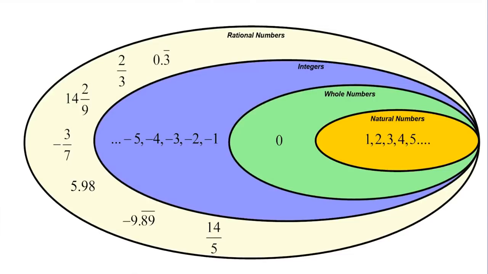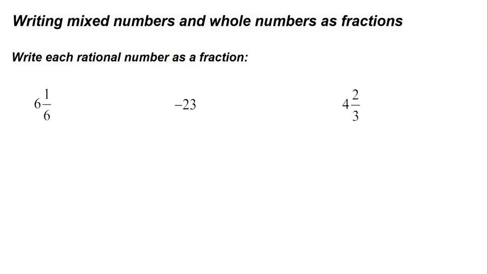So get a visual here of the types of numbers we've been talking about. Again, starting with the most basic counting numbers here, those are called the natural numbers. If we include zero, now we have the whole numbers. Then we include the whole numbers and their opposites. We have integers. And now we include all of these fractions and decimals that terminate or repeat or mixed numbers. And now we have the whole set of rational numbers. So these are the numbers that we're going to be talking about today.